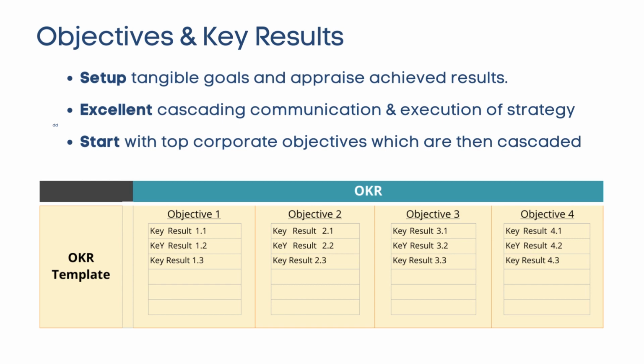Let's move on to the OKR, or Objectives and Key Results framework. OKR is an excellent tool to set up tangible goals and appraise achieved results. Where OKR falls short, perhaps, is in the strategy, hypothesis, and details part of the process, as indicated in our prior comparison chart, but it gains in excellent cascading communication and execution of strategy.